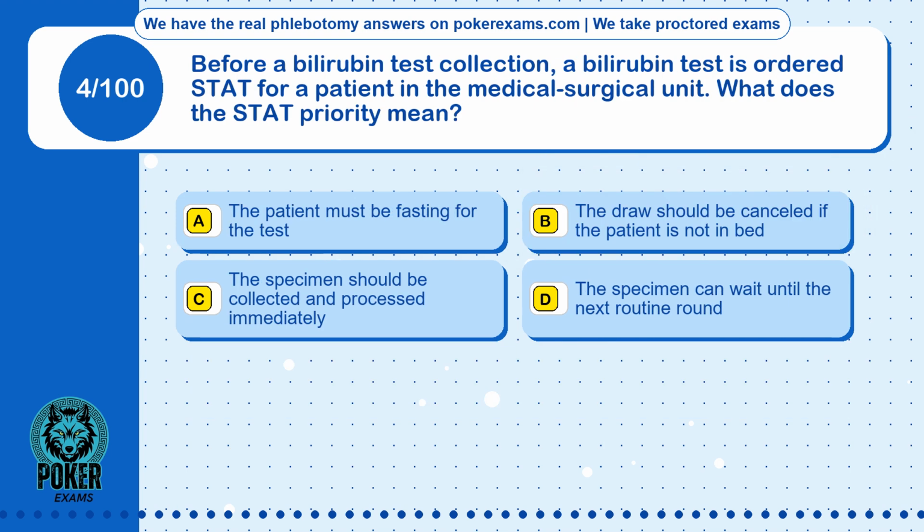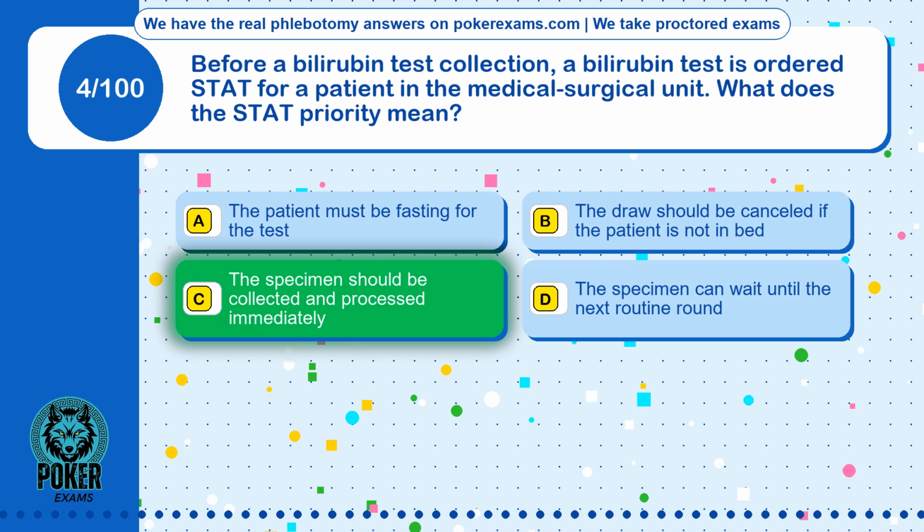Question 4. Before a bilirubin test collection, a bilirubin test is ordered stat for a patient in the medical surgical unit. What does the stat priority mean? Option A. The patient must be fasting for the test. Option B. The draw should be cancelled if the patient is not in bed. Option C. The specimen should be collected and processed immediately. Option D. The specimen can wait until the next routine round.